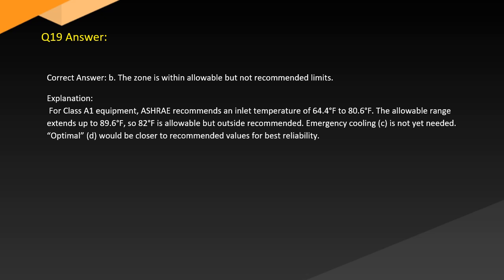Answer. Correct answer: B. The zone is within allowable but not recommended limits. Explanation. For this class of equipment, ASHRAE recommends an inlet temperature of 64.4 to 80.6 degrees. The allowable range extends up to 89.6 degrees, so 80 degrees is allowable but outside recommended. Emergency cooling, C, is not yet needed. Optimal, D, would be closer to recommended values for best reliability.